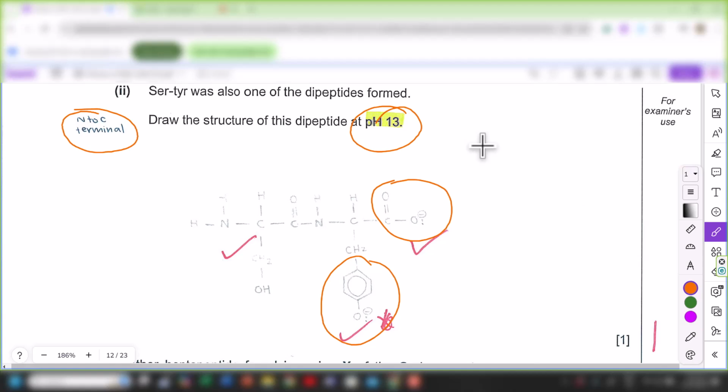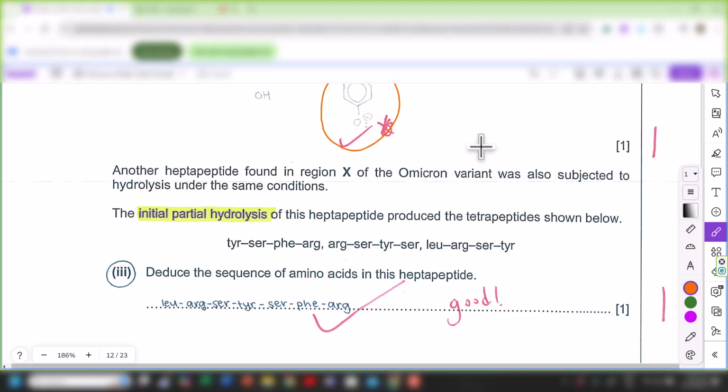Make sure you draw from N to C terminal and start from serine: the N terminal of serine, with the C terminal of tyrosine. I think we did this in tutorial a few times, so just take note of it. Will that be okay? I think we also did the next question in tutorial before.